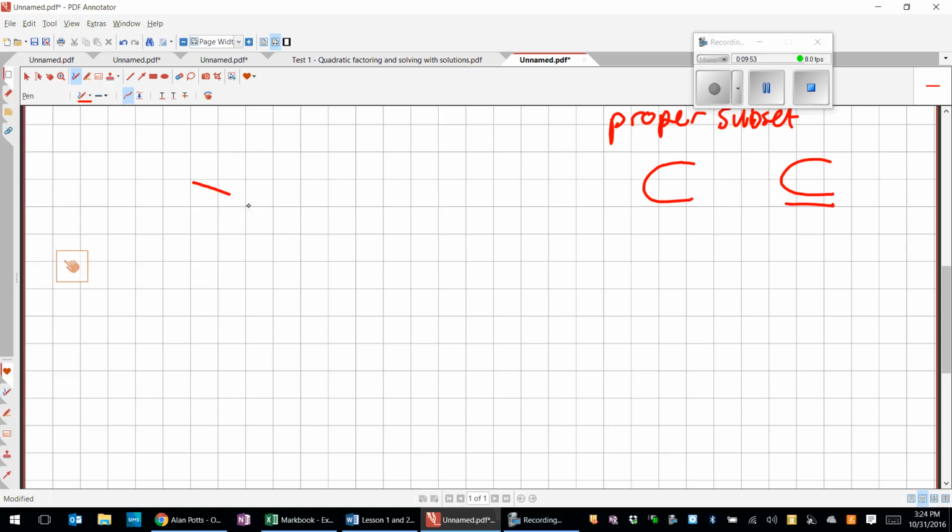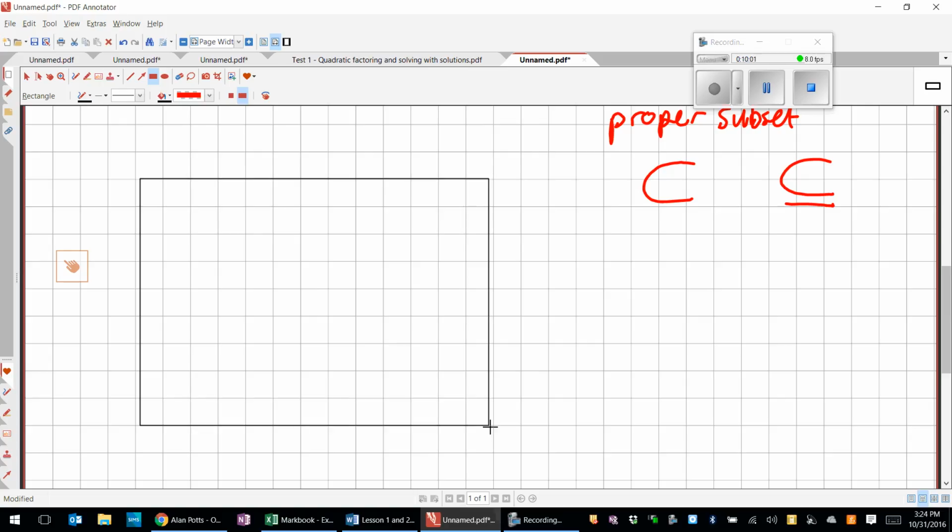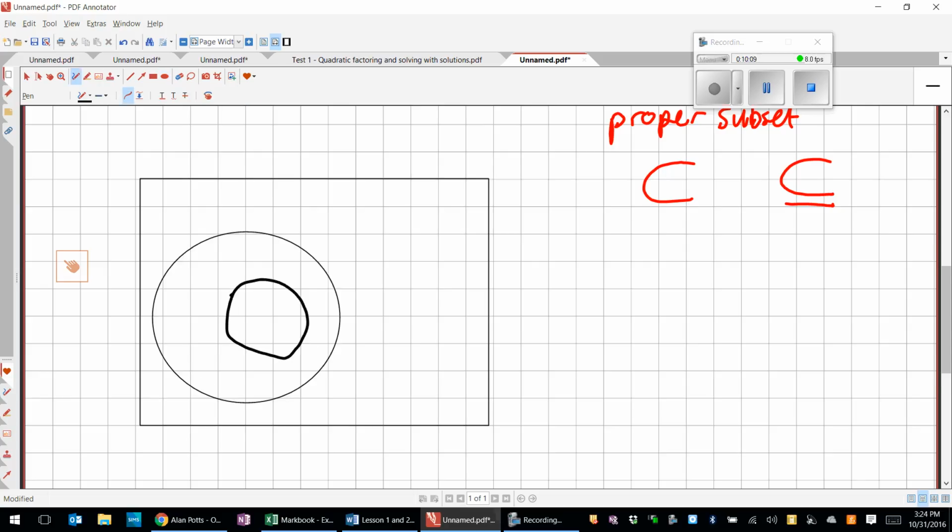Right, so subsets. Basically then, we've identified really that a subset is where you have one set inside another set. Okay? So we've got set A and set B. So basically, we can say everything in set B is also in set A, yeah?